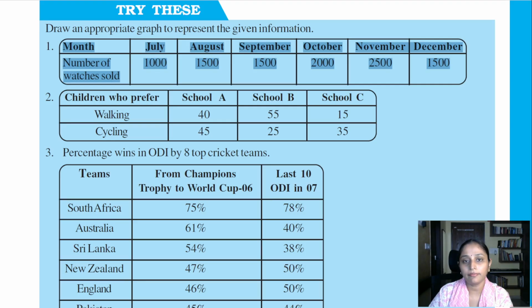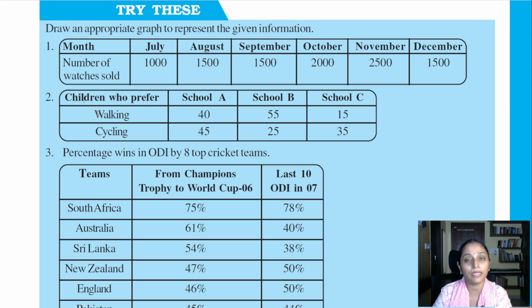So here I have children who prefer walking and children who prefer cycling. And they have given this information for three different schools: School A, School B, and School C. Now, here, what are we going to do? You can see that I have a comparison of walking over cycling.